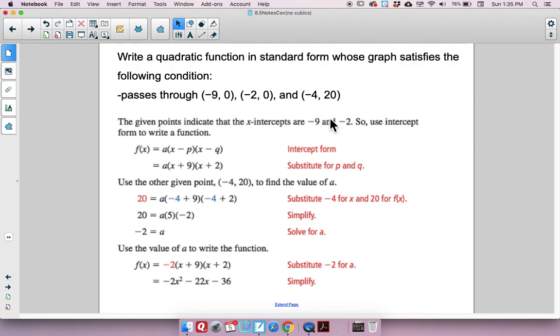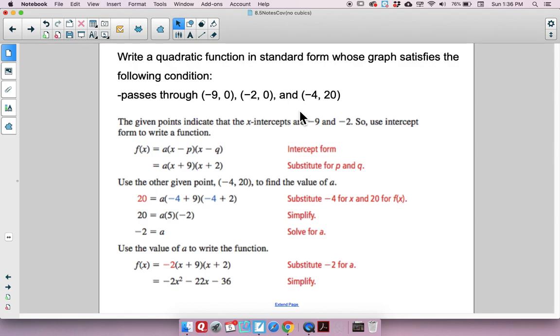What about this other point? Well, let's use the other point to find the value of a, right? Because this is a particular parabola. There's not a whole bunch that go through this. There's only one that is going to have these x-intercepts and go through another point. So we actually have to figure out exactly what a is in this case.